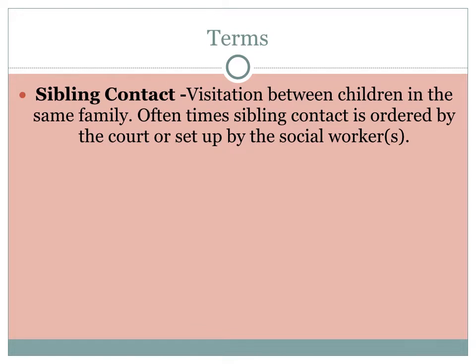Sibling contact. Sibling contact occurs when there is visitation between children in the same family. Oftentimes, sibling contact is ordered by the court or can be set up by the child's social worker or social workers.